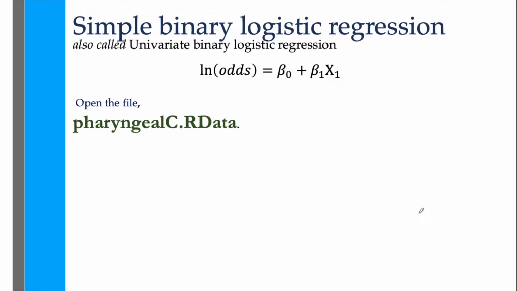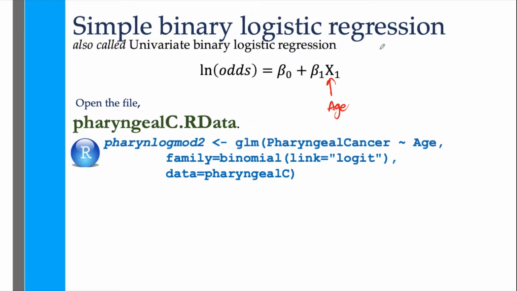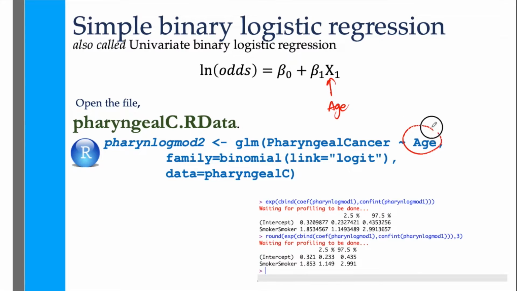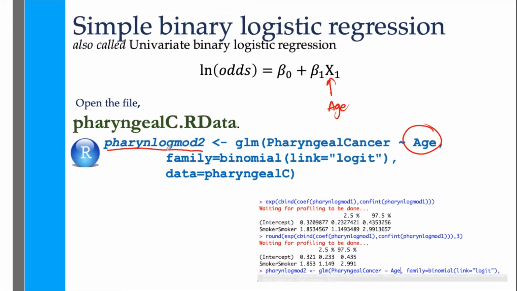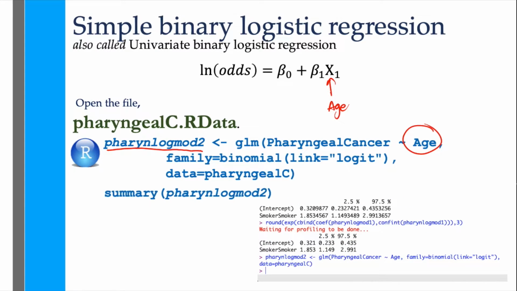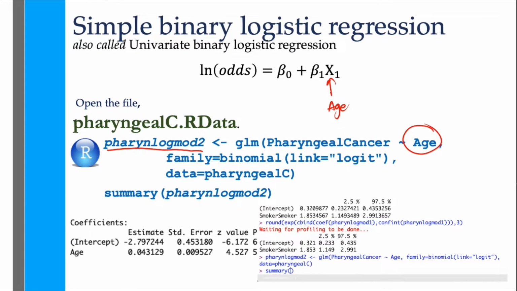Now, let's perform another univariate binary logistic regression. This time, we're going to make use of age as our x sub 1. Now, using the same file, pharyngeal.RData, let's just replace smoker with age. And we're going to make use of pharynlog mod 2. By the way, this part, you may modify it if you want. It's up to you. It's just the name of the object. Now, doing that in R, we're going to have this result.